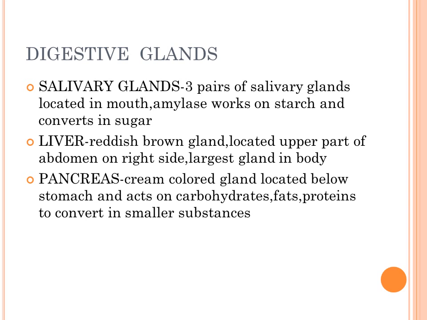The liver is a reddish brown gland located in the upper part of the abdomen on the right side, and it is the largest gland in the body. The pancreas is a cream colored gland located just below the stomach, and it acts on carbohydrates, fats, and proteins to convert them into smaller substances.